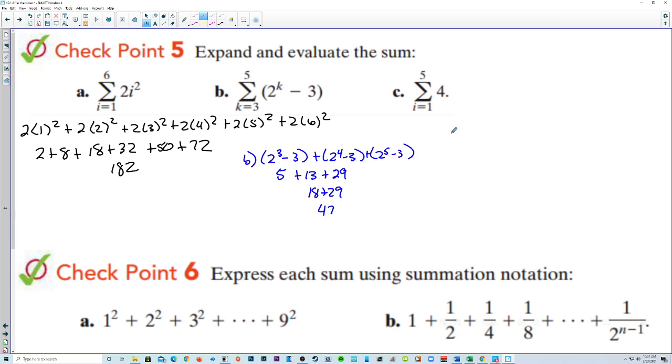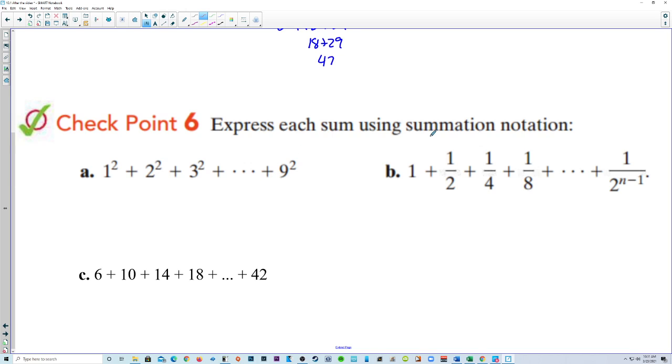Letter C can be the most confusing, and there's just no place to plug in 1 and 2 and 3 and 4 and 5. But we just have all 4s. It's 4 plus 4. There's plugging in 1, there's plugging in 2, 3, 4, there's plugging in 5. So 5 times 4 is 20.